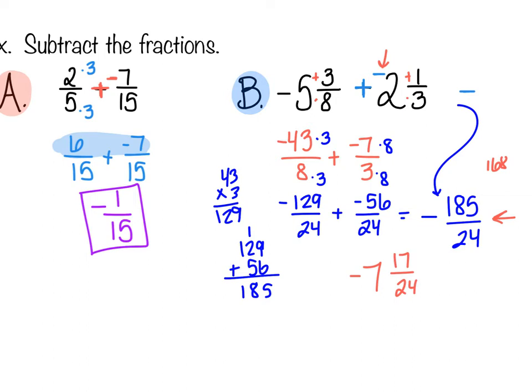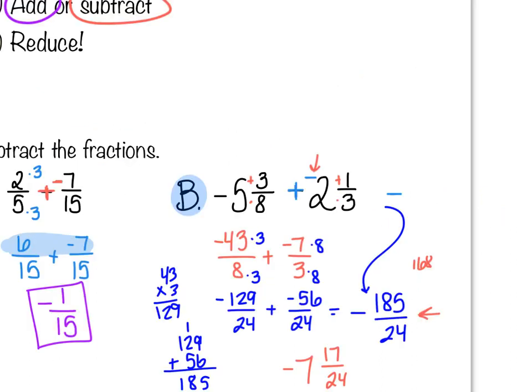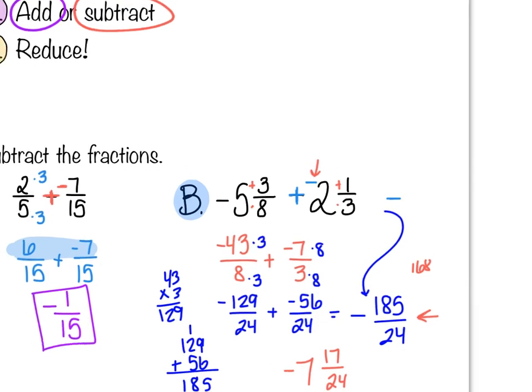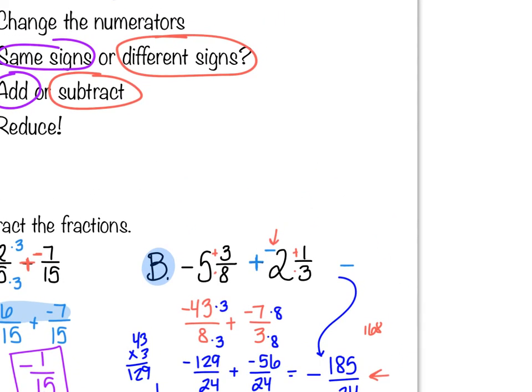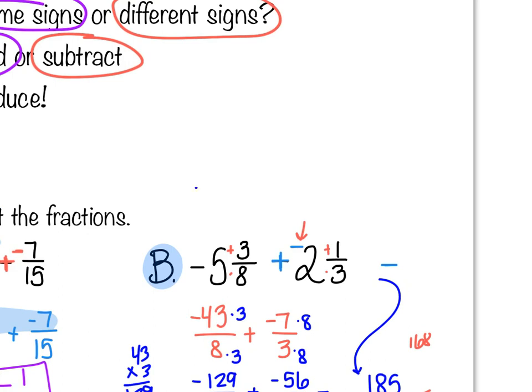Another way you could do this problem is to keep them as mixed numbers. So if you keep them as mixed numbers, you would still need to have a common denominator, which is still going to be 24. We're still rewriting as an addition problem, making this number negative now. And the denominator is going to be 24. And then we are timesing 8 by 3. So 3 times 3 is 9. And we're timesing 3 by 8. And 1 times 8 is 8.